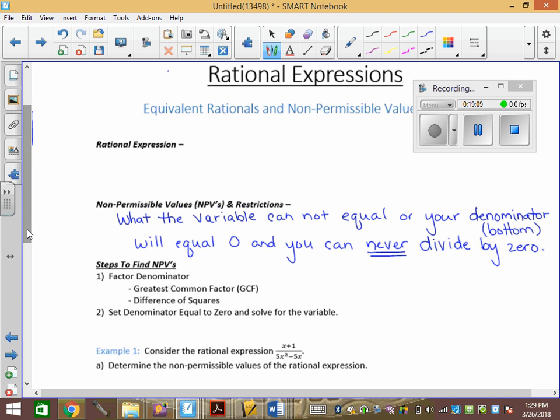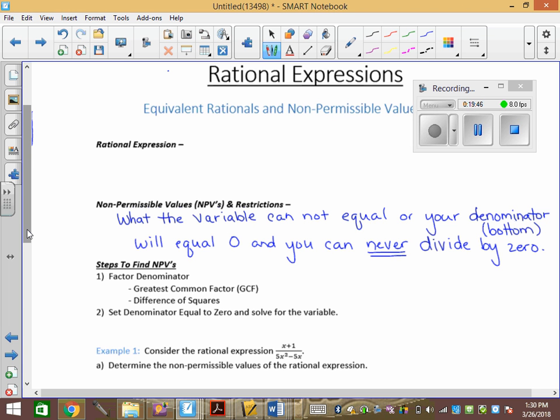We've never had to state non-permissible values. Well, in 20-1 you did, because you did rationals. It's kind of a repeat unit. But you've never had to state them until this point in this curriculum, because we've never had variables in our denominator. We've just solved things, right? Now we have to state non-permissible values because we're going to have a letter in the denominator. And that letter can represent anything, correct? It can represent 1.7777. It can represent pi. It could represent negative 400. The only thing it can't represent is 0 in the denominator.